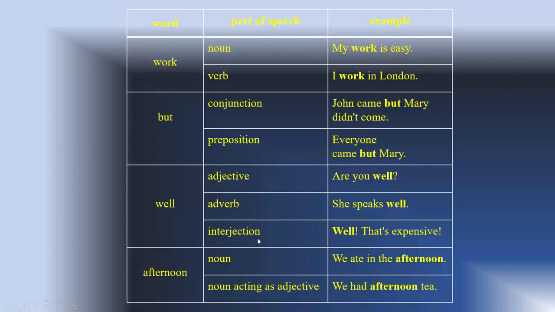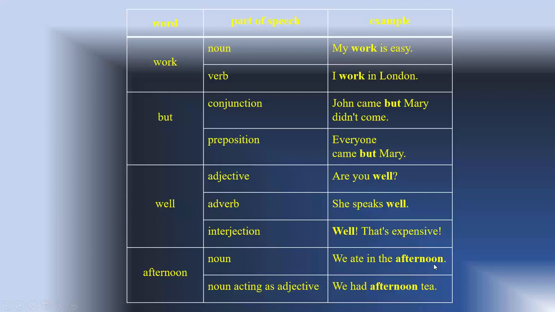Well, adjective, adverb, and interjection. Are you well? Your status. Here, she speaks well. So the status of the verb, of the operation of speaking. Well! That's expensive. Here, as long as it is followed by an exclamation mark, then it is an interjection.